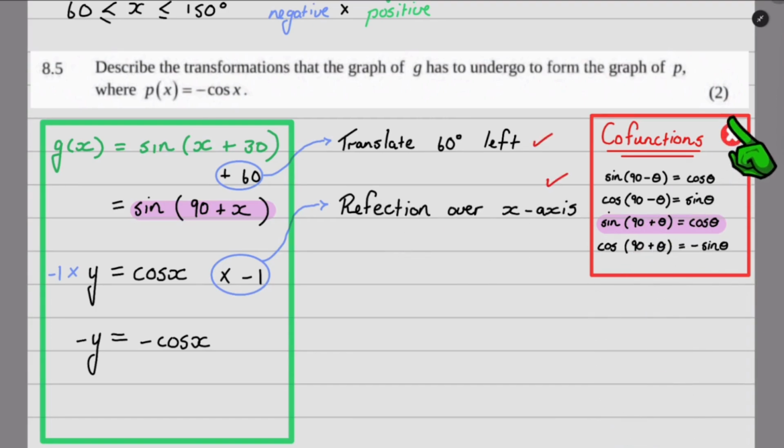And then lastly, the 2 marks will come from describing each transformation. So literally you have to write the words to describe the transformation. And that wraps up this paper.